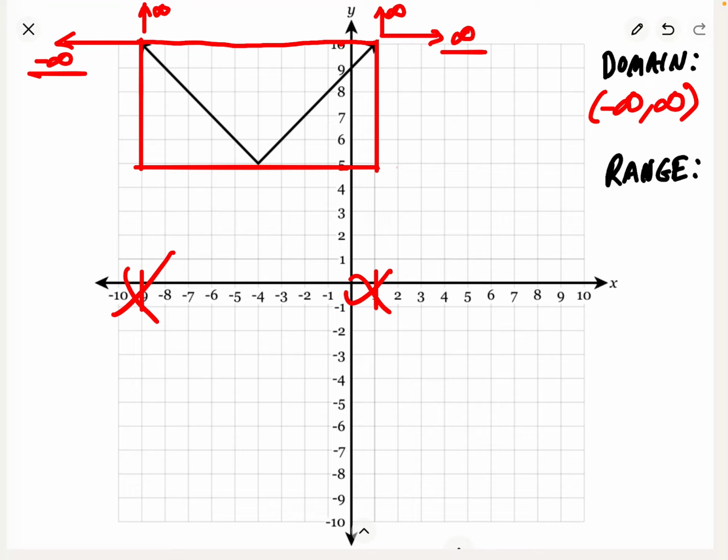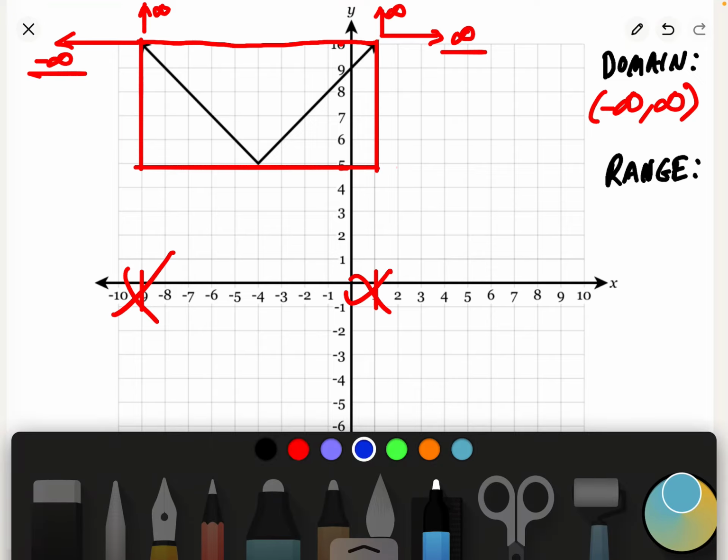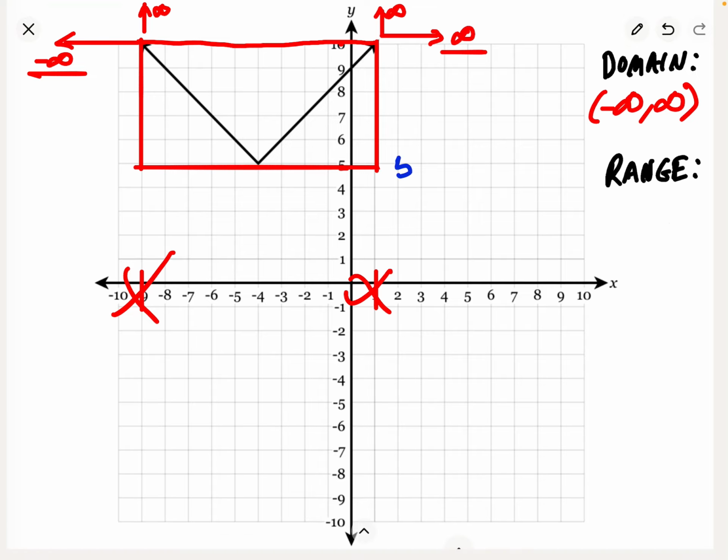Now, for the range, let's use a different color. We're going to start at 5, and we don't stop at 10. We go up to positive infinity. So this is going to be 5, close bracket, goes up to positive infinity. That's how we would calculate the range.